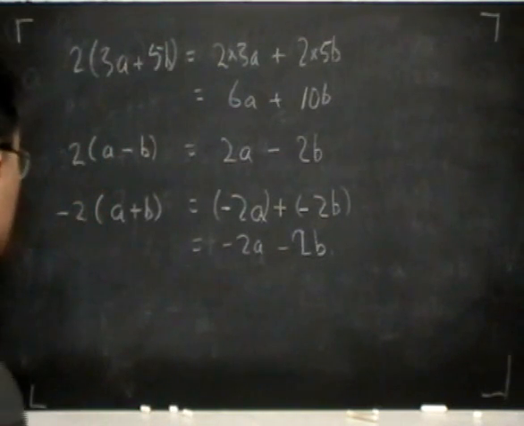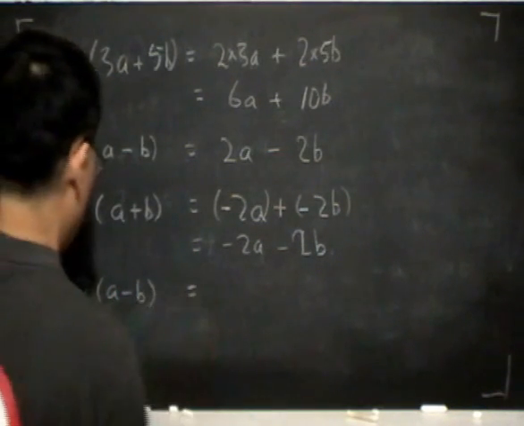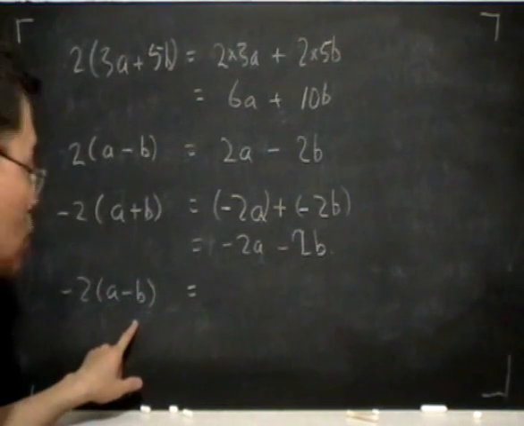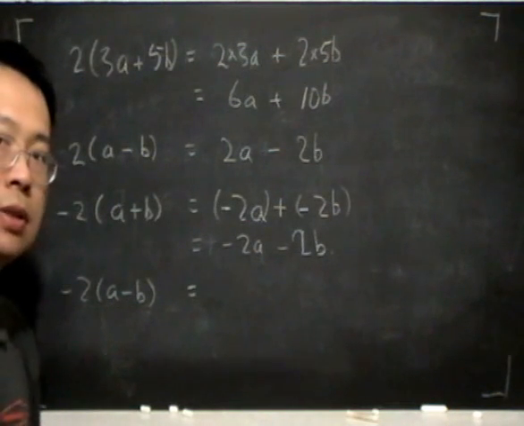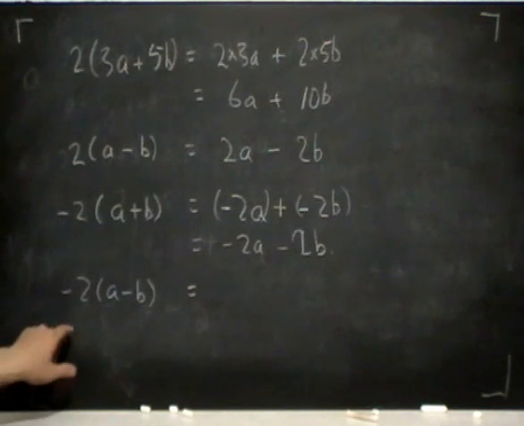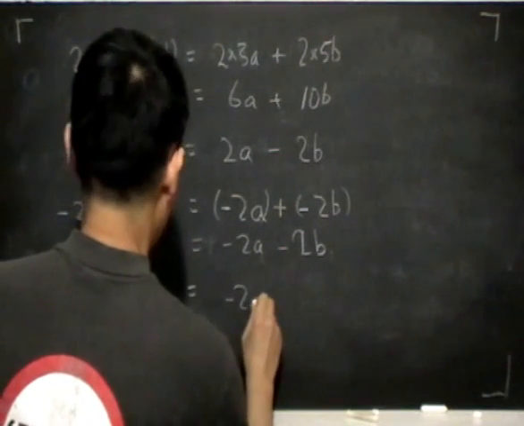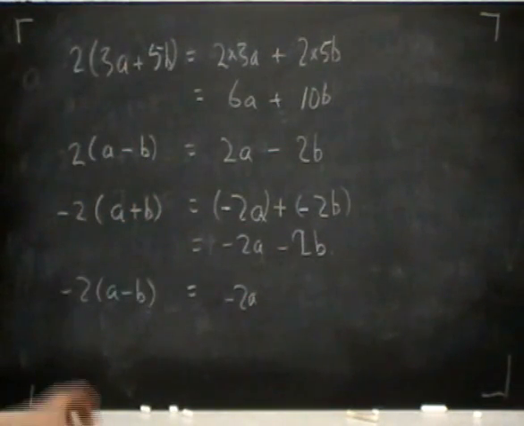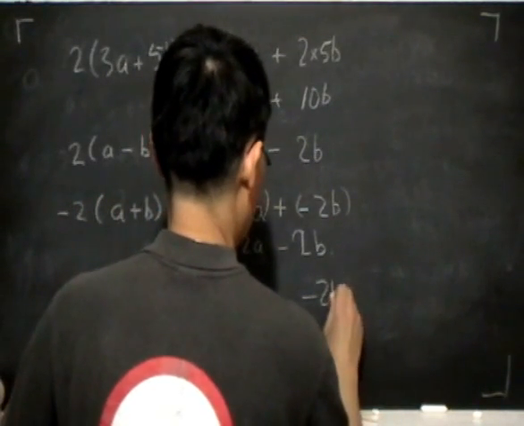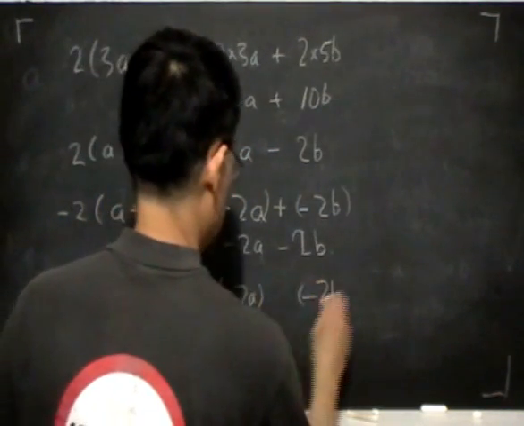Let's look at another example. Minus 2 times the bracket of a minus b. Right. So we have minus 2 times a. That's minus 2a. And we have minus 2 times minus b. That's plus 2b. And again, I'm going to put brackets around it just to be very safe.